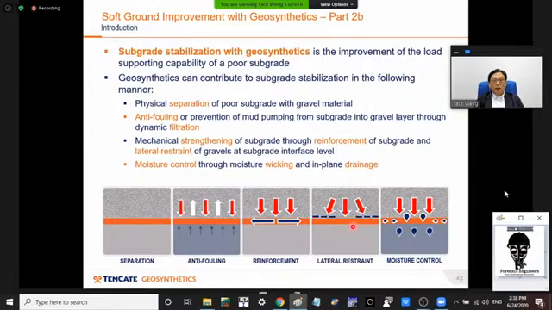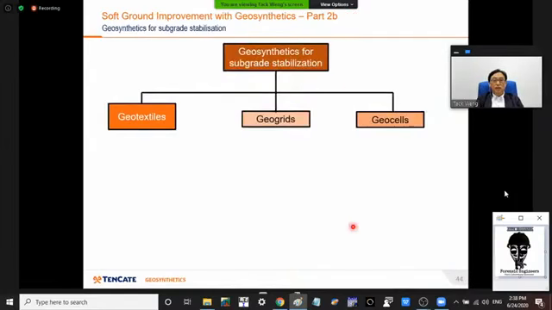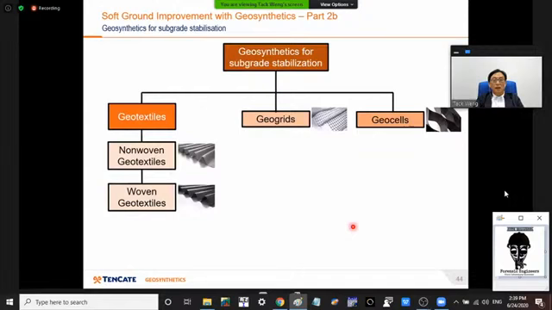What are the geosynthetics that are used typically in subgrade stabilization? You have conventionally the geotextiles, the geogrids, and also the geocells. As we have seen, geocells tend to be expensive to use, so more likely you'll see either geotextiles or geogrids. And in geotextiles, you have the conventional nonwovens and the woven geotextiles.